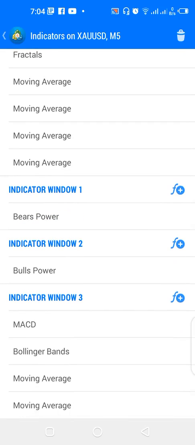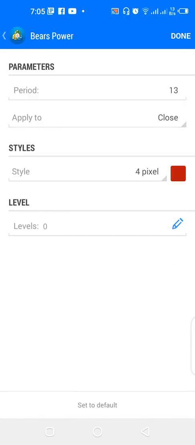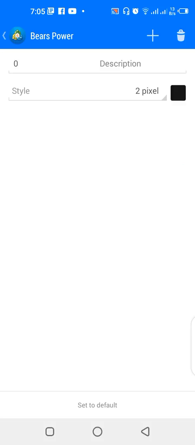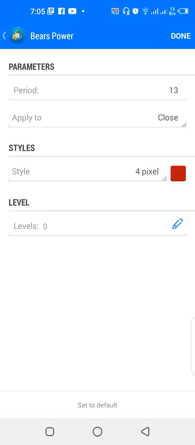For indicator window 1, I have Bear's Power, period is 13, apply to close, color is red. The level is 0. And don't forget, for Bear's Power, you only use it when you want to buy.